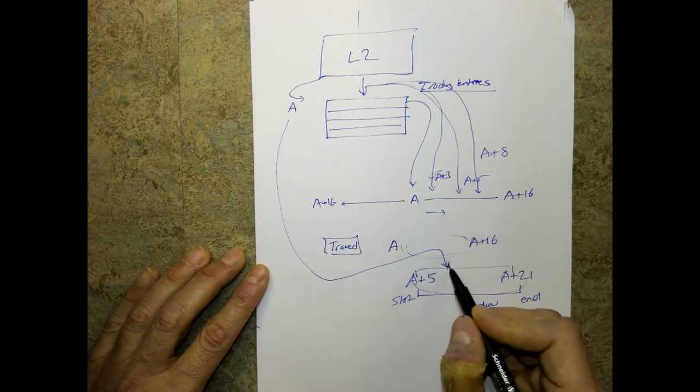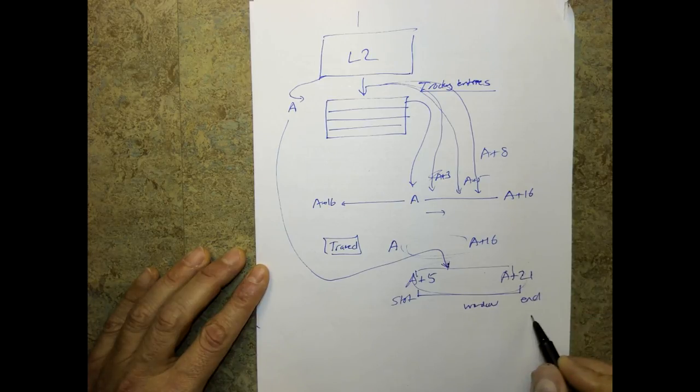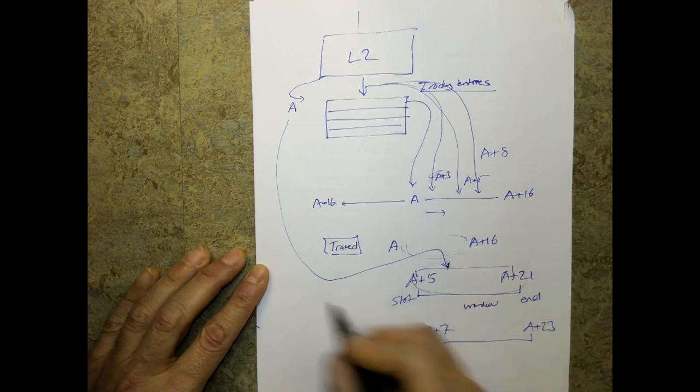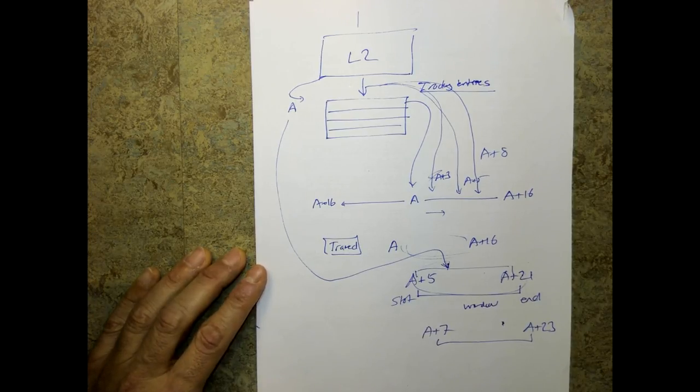So if you get an access to here, you say, I'm going to prefetch A plus 22 and A plus 23, and I'm going to move the tracking window from A plus 7 to A plus 23. Make sense? So now you have a moving window. Now if you get another access to A plus 16 over here, you say, oh, that looks good. So I'm going to prefetch A plus 24 and 25 and move the window. Right? That's the idea. So there are design choices over here.